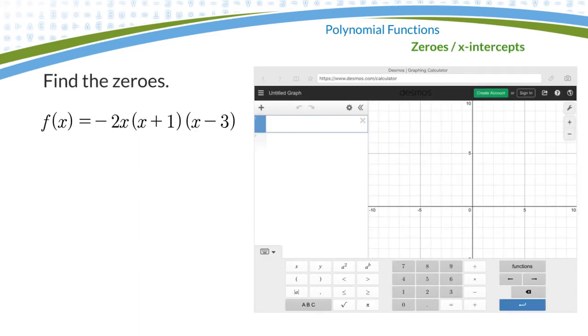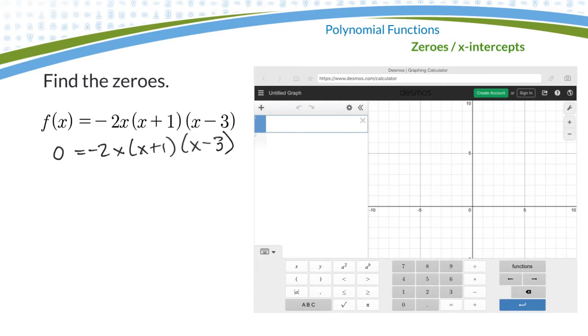Now let's focus in on what the zeros of the polynomials will be, or in other words, what the x-intercepts are. So here's a polynomial, f of x equals minus 2x, x plus 1, x minus 3, where they factored out the polynomial. And if I want to know what the zeros are, what we've always done is replace f of x with 0: 0 equals minus 2x, x plus 1, x minus 3. And now we solve that equation.